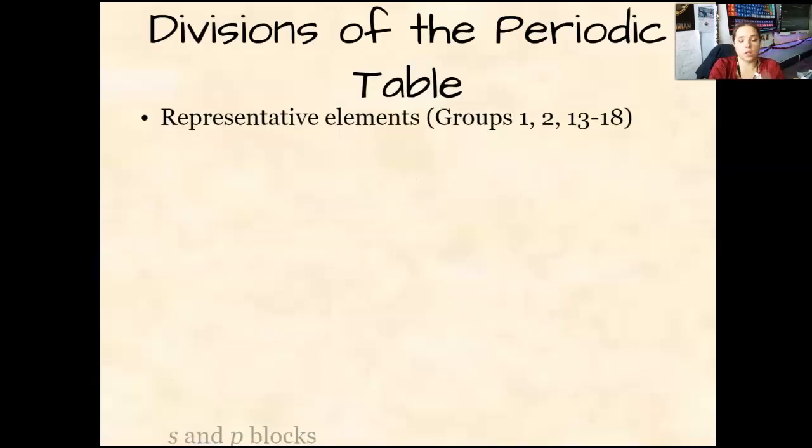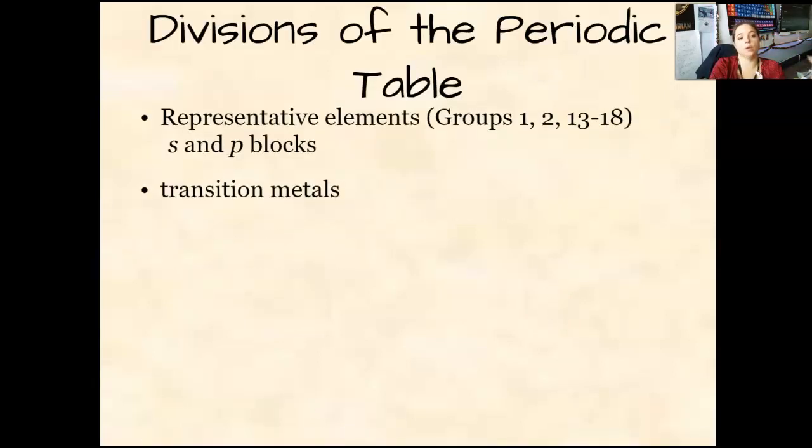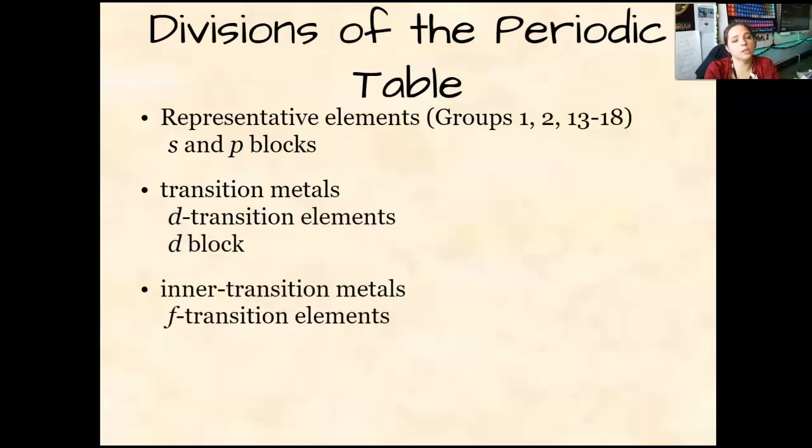Okay, so we just looked at the groups, and we saw that you had S and P blocks. So the periodic table is also divided by the divisions of S and P blocks, just like we saw. In your notes, you would say the representative elements, groups 1, 2, and 13 through 18, are the S and P blocks. And then you have the transition metals, which are the D blocks.